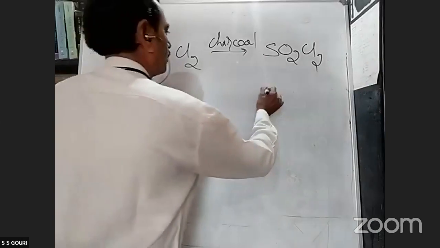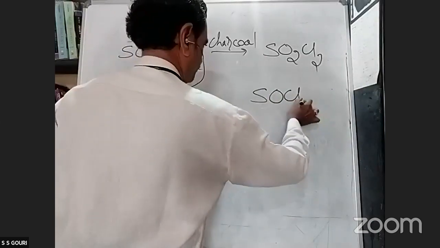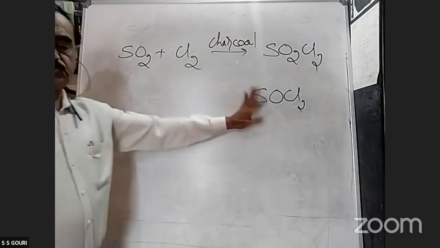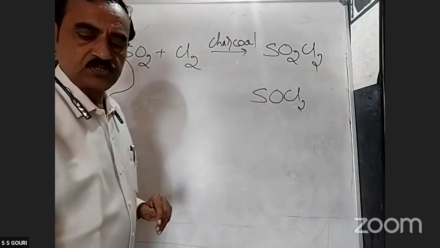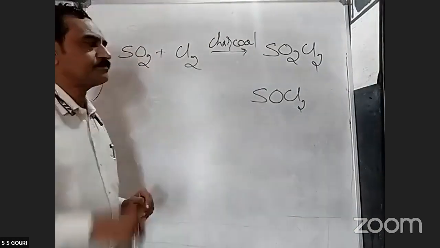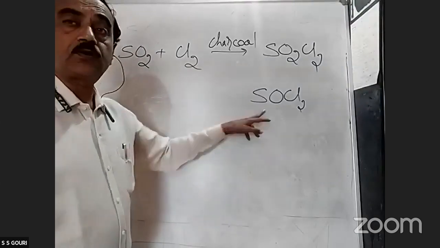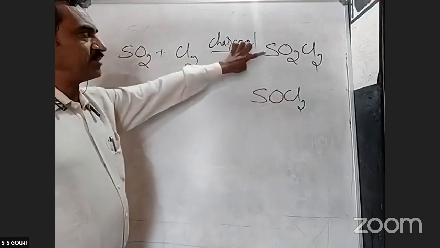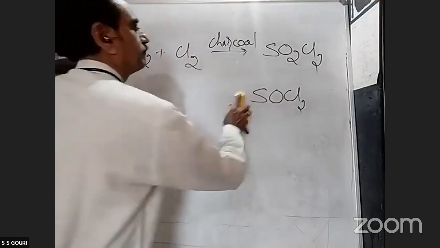There is one more, SOCl2. There's a chance of getting confusion. So what is this? SOCl2. This is called thionyl chloride. This, however, is sulfuryl chloride.